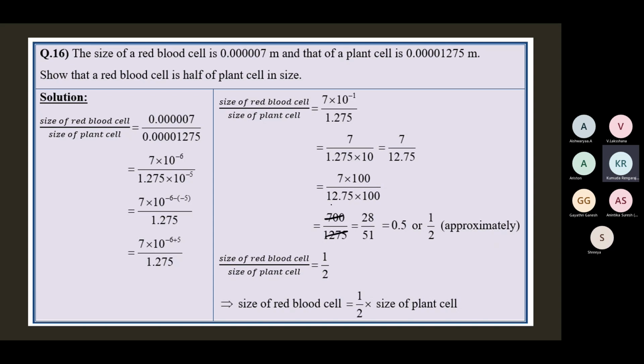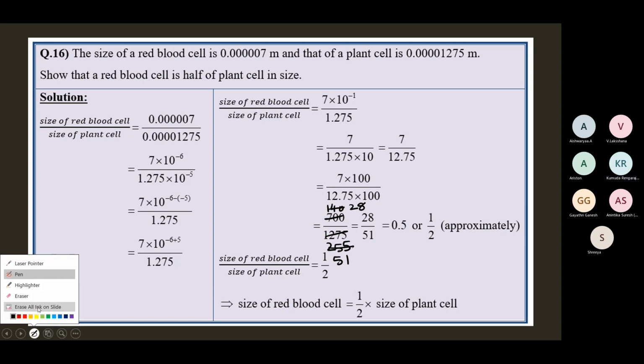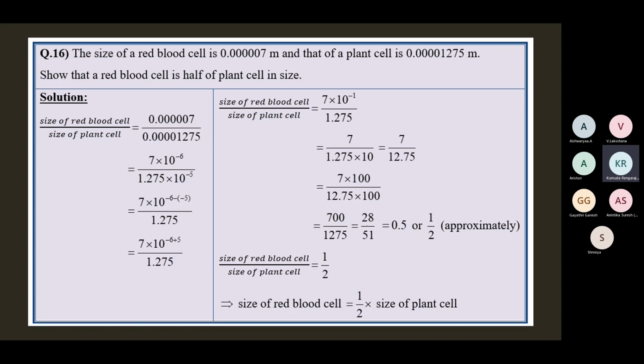First in the tables of 5. 5 1s are 5, 2 remains. 5 4s are 20, 0. 5 2s are 10, 2 remains. 5 5s are 25, 5 5s are 25. Again, the tables of 5. 5 2s are 10, 5 8s are 40. So in the tables of 5, 2 times, when you simplify, you get 28 by 51.